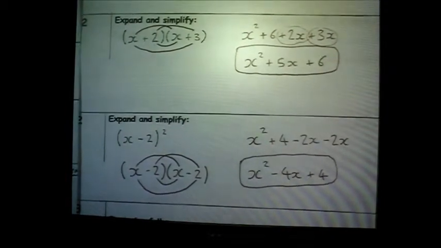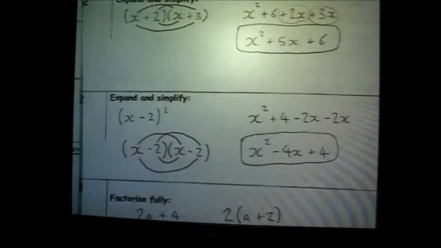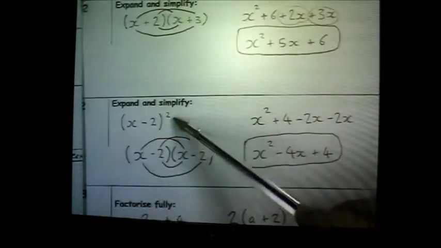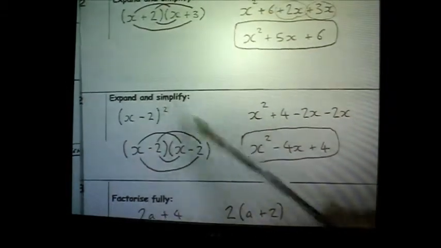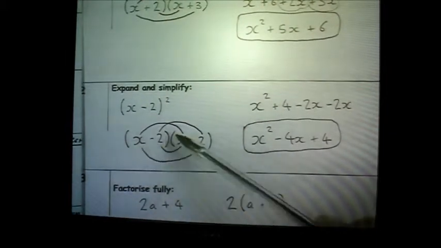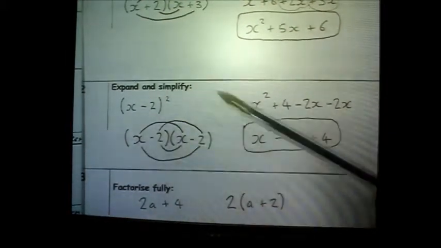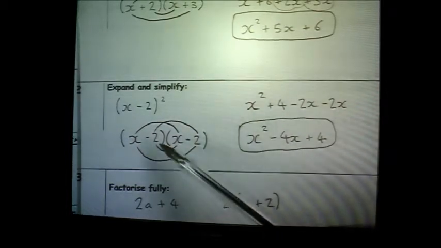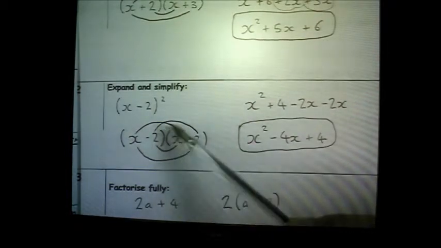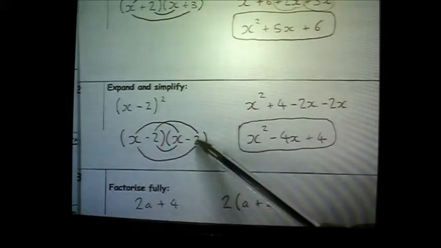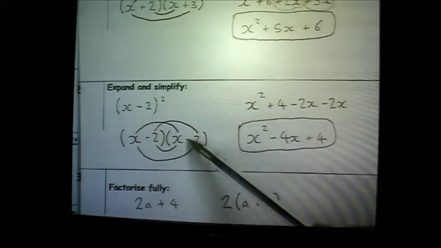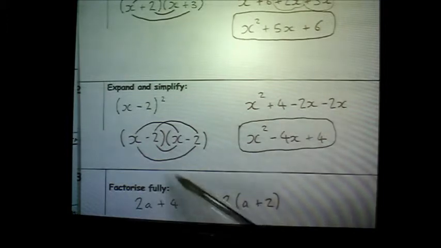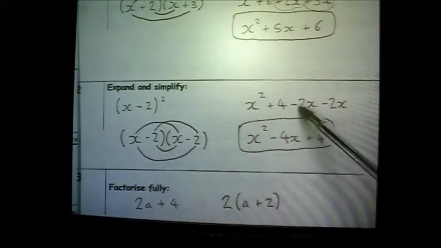Next one's a little bit trickier. x minus 2 squared. Well, squared means times by itself. So there you go, look, times it by itself. x minus 2 times x minus 2. Do your smiley face or your FOIL or whatever you want to call it. And here we go. So x times x is x squared. Negative 2 times negative 2 is, well, 2 twos are 4, but a negative times a negative is a positive. So that's why that's positive. Negative 2 times x is negative 2x, and x times negative 2 is negative 2x.